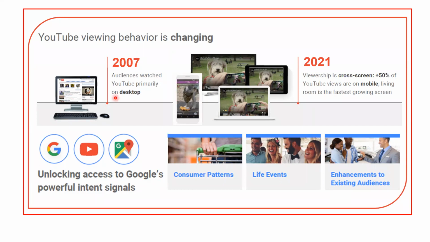Not to mention, once you've connected your Google Ads account to your YouTube account, you're going to unlock signals from Google Maps and YouTube that are going to benefit all of your other remarketing and search campaigns, some of which are consumer patterns. So, are they a research shopper or are they a linear shopper? Life events. So did they recently move? Did they start a new job? Are they getting married? What kind of life events are they going through right now? And what services are associated with that? And then just a lot of general enhancements to what you can put into your audiences.